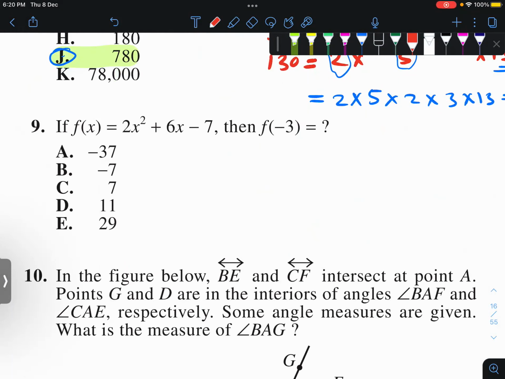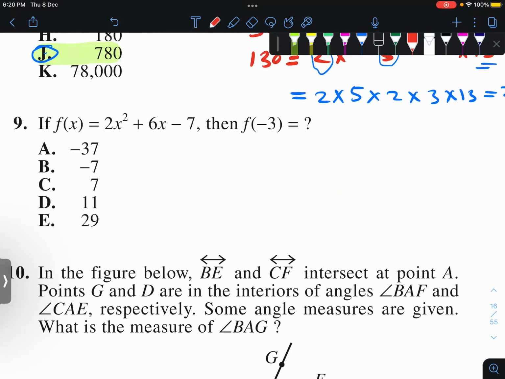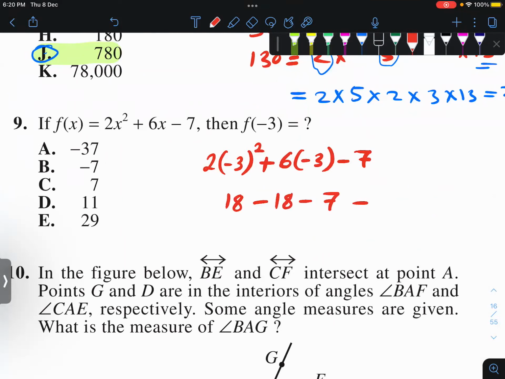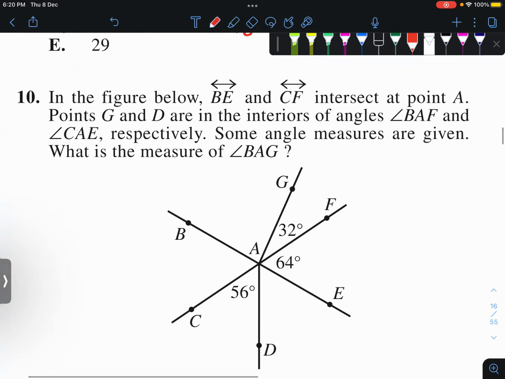Yes. Okay, if f of x is like this, what is f of -3? You plug in -3 for x, substitute -3 for x, and then calculate. 2 times 9 is 18, and -18 again, -7, so the answer is negative what? 7, and it's B. Very easy to know. Okay. Next question, number 10.